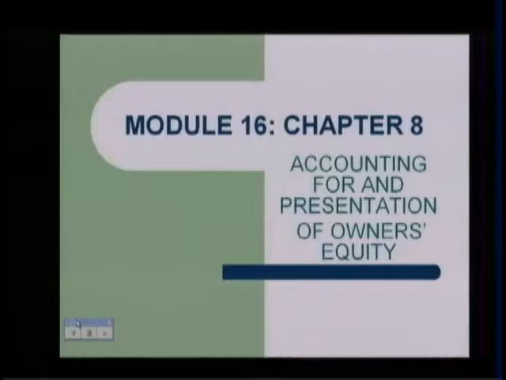Welcome to Module 16. In Module 16 of Accounting 5000, we're going to look at owner's equity. In this module, we're going to take the first part of Chapter 8 and look at common stock, preferred stock, paid-in capital, and a little bit about dividends. We'll then complete the rest of the chapter in Module 17.